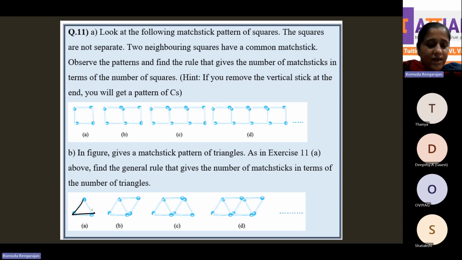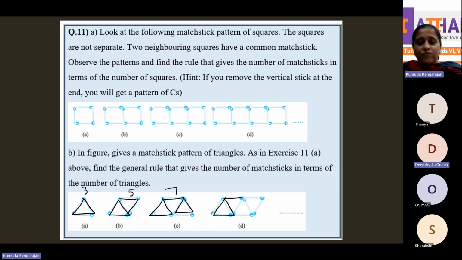So this is for the first triangle, 3 sticks. That is for the triangle in the first place. And for the one in the second place, 1, 2, 3, 4, 5. 5 sticks. For the third, 1, 2, 3, 4, 5, 6, 7. Then 1, 2, 3, 4, 5, 6, 7, 8, 9. So one triangle, 3 sticks. 2 triangles, 5 sticks. 3 triangles, 7 sticks. 4 triangles, 9 sticks. Now you want to make some 575 triangles. How many sticks?